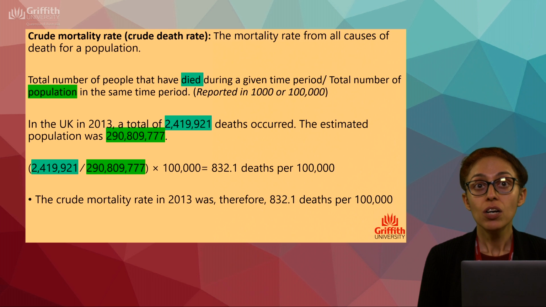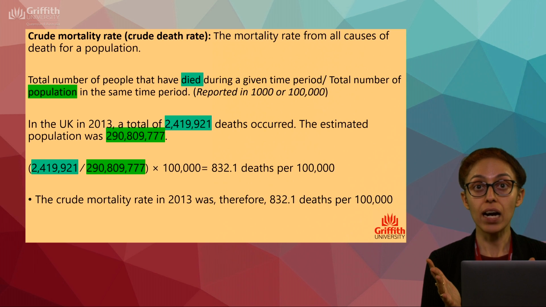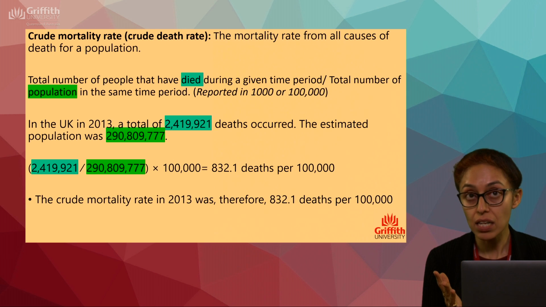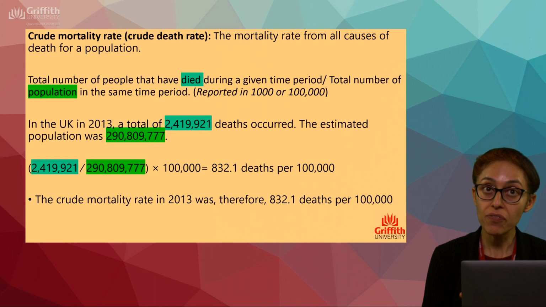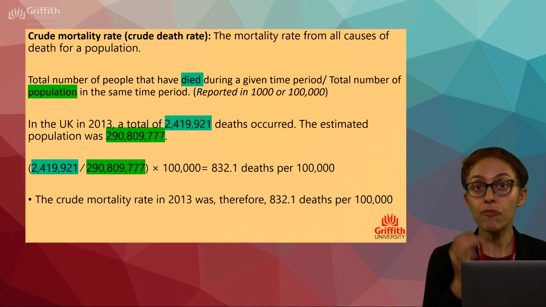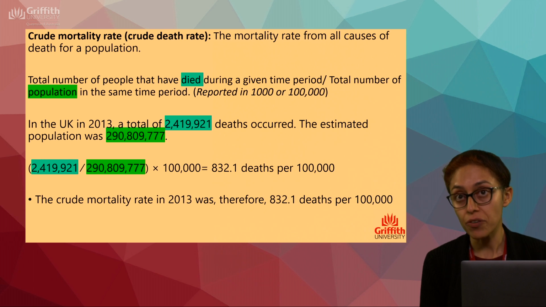So moving to the first one, we'll go to crude mortality rate, which is also called crude death rate. What is the definition for it? The mortality rate from all causes of disease, death for a population. Here we are looking at death from any possible causes. The formula is very simple: total number of people that have died during a given time period divided by total number of population in the same time period. This is generally reported in thousands or 100,000s.